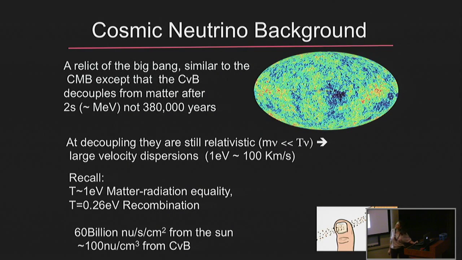So which neutrinos are we talking about? We are talking about the cosmic neutrino background. When particle physicists do experiments with neutrinos, they are higher energy neutrinos. They are not cosmological neutrinos. It's a relic of the Big Bang, similar to the CMB, except that it decoupled from matter 2 seconds after the Big Bang, not 380,000 years.